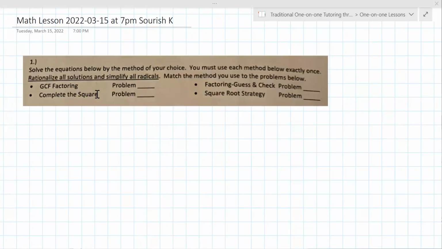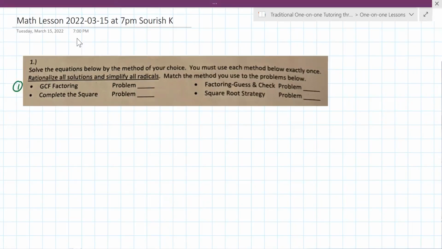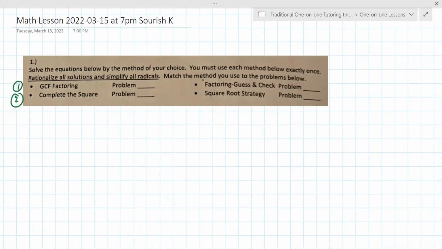Greatest common factoring, square root strategy, guess and check, and then completing the square. Out of these four, do you feel like you understand any of them? Yes, I just know the square root strategy. Which one do you think is the easiest for you? And which one do you think you know the best? GCF factoring. All right, well, let's start with that problem then.